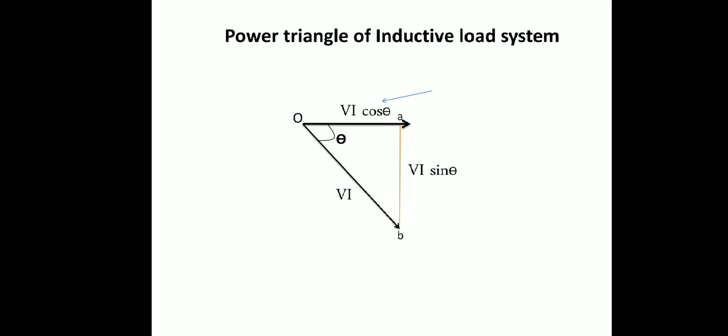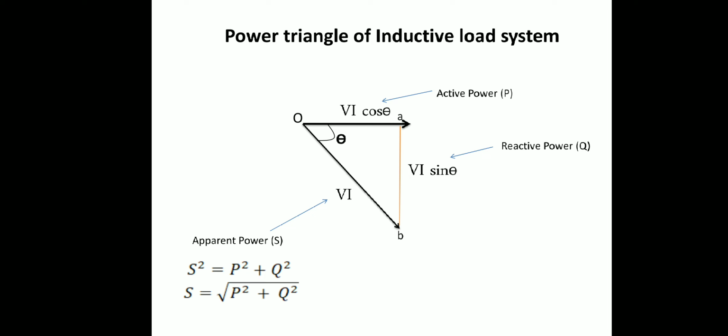The OA line is called the active power, which is indicated by P. VI sin theta is our reactive power, which is indicated by Q. VI is the apparent power, which is indicated by S. The relation between these three powers is S square equals P square plus Q square. We can simplify the equation, then we get our apparent power S equals root of P square plus Q square.